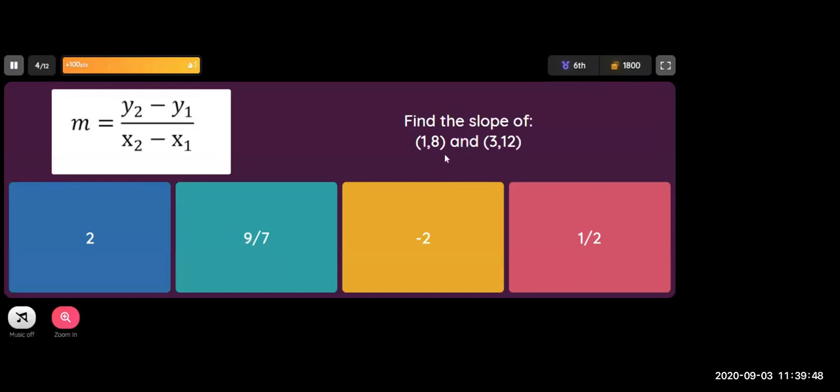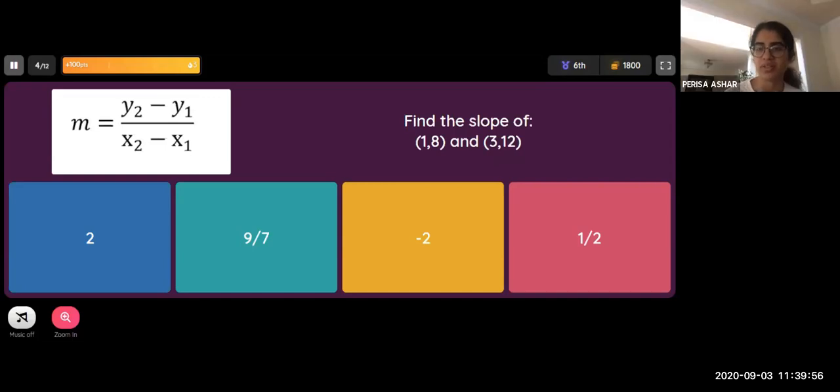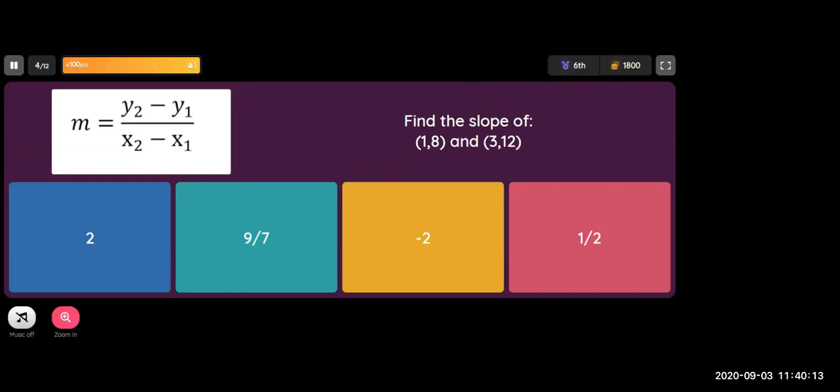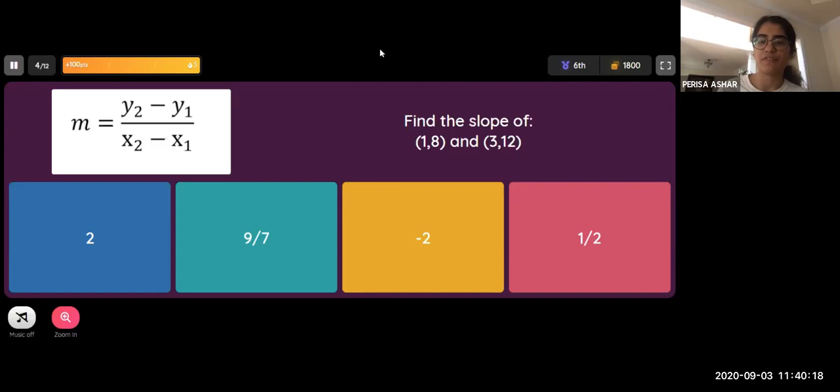Good job, Prisha. So now to find the slope of 1, 8 and 3, 12, sorry. And whoever gets this right first gets the points. One second, I'm trying to figure out the slope. You have 4 in the chat. Okay, so everyone is saying 4 in the chat. But I think Prisha, yeah, she just put the correct answer.